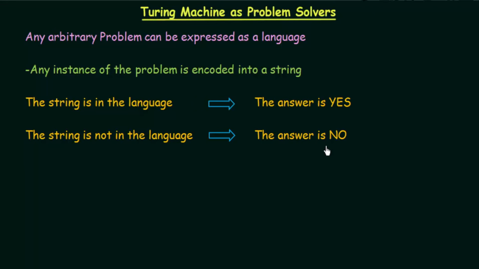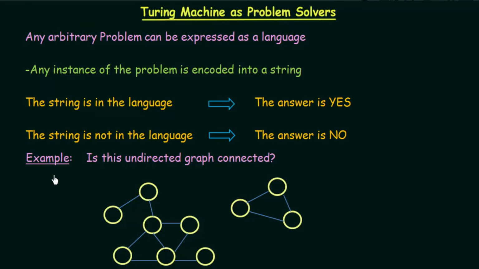Now let us take an example to understand this more clearly. We have a problem in which we have to find out whether a given undirected graph is connected or not. So the example says, is this undirected graph connected? We have a graph here which is undirected and we have to find out if it is connected or not connected. Just by looking at this, we know that it is not connected because there is no link between this part of the graph and this part of the graph. If this node wants to communicate with this node, there is no path between them. So we know that this is not a connected graph.